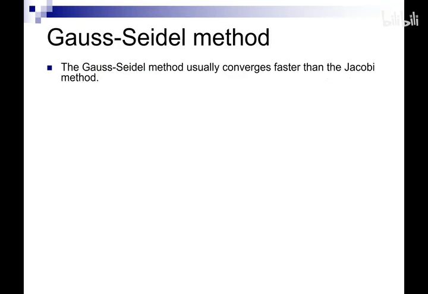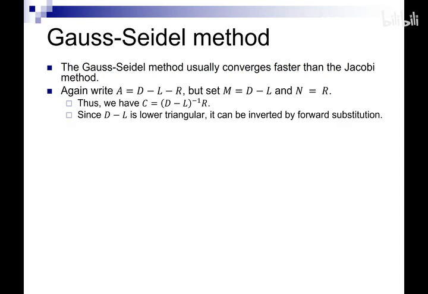All right, so now we're going to talk about a new algorithm, basically a modification of Jacobi's algorithm. It's called the Gauss-Seidel method. The Gauss-Seidel method is going to converge faster than the Jacobi method. The way it works is, again, we write A as the diagonal elements minus the lower triangular part minus the upper triangular part. But previously we set M equal to D. This time we're going to set M to be the entire lower triangular part plus the diagonal.